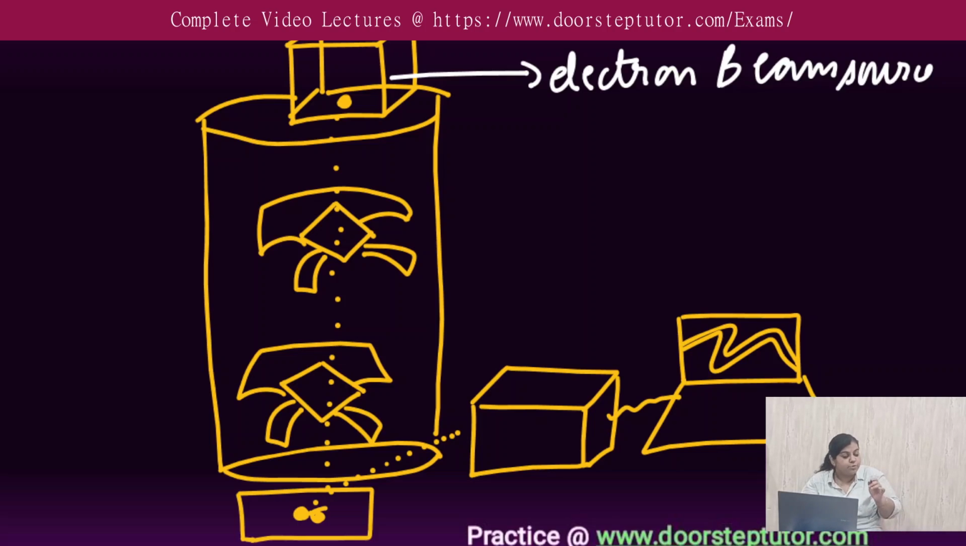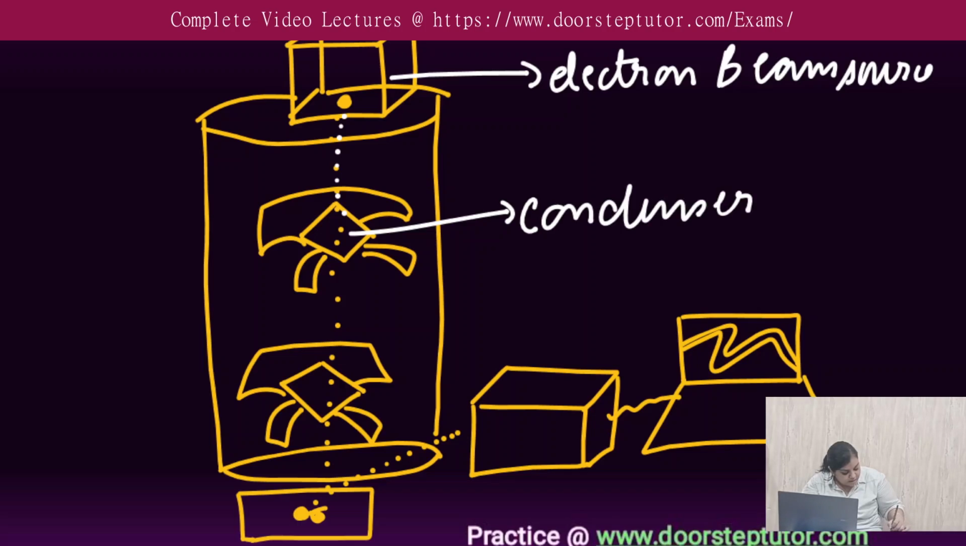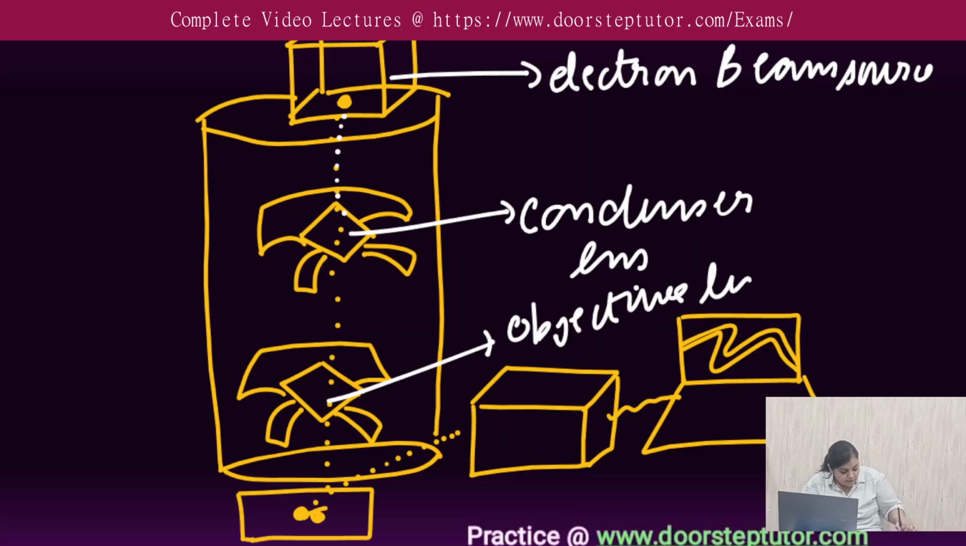Now these fast moving electrons that have been produced will go in a straight line. After being produced from the electron beam source, these electrons pass through the lenses. The first lens that it passes through is called the condenser lens. This particular piece is my condenser lens. And it passes through one more lens, which is called the objective lens, right?